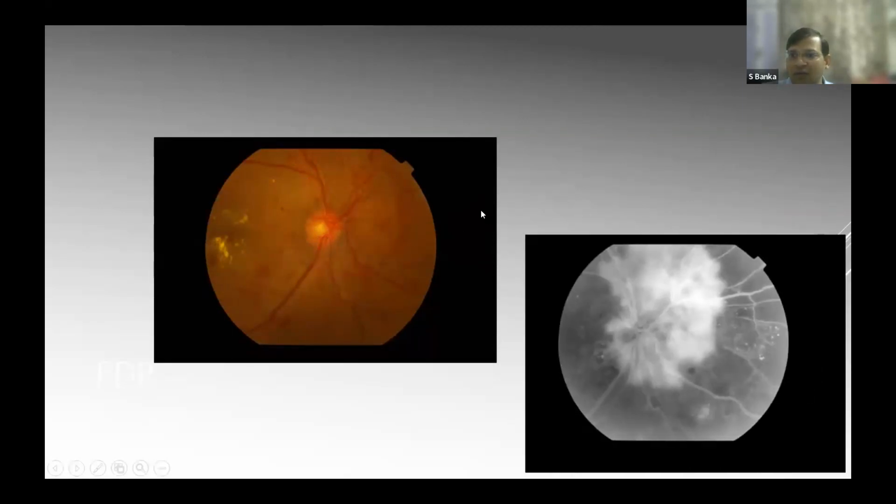If you do a fluorescein angiogram to detect whether it is actually a neovascularization or not, you will have this kind of picture where you can see a lot of early leakage of dye around the disc and in the retina. So this patient has both NVD and NVE.